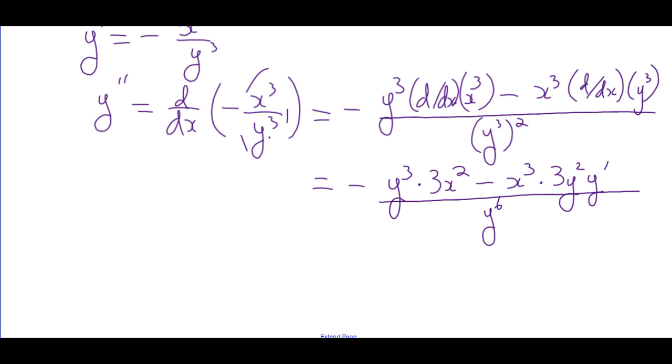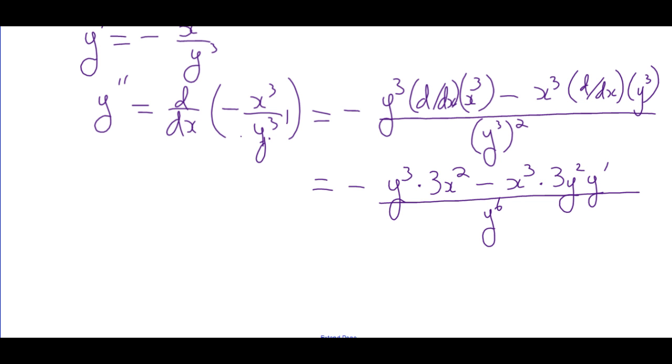But I do have the negative. It's just out front. Well, we know what y prime is, right? It's right here. y prime is negative x cubed over y cubed. So in here, we're going to substitute y prime, the expression we know, negative x cubed over y cubed. So let's do that.